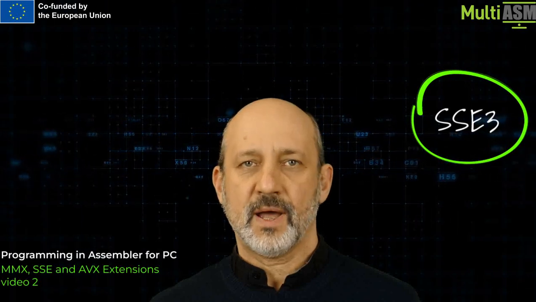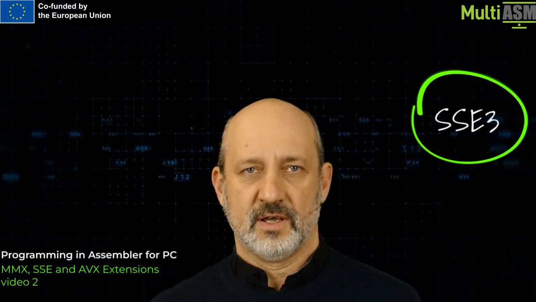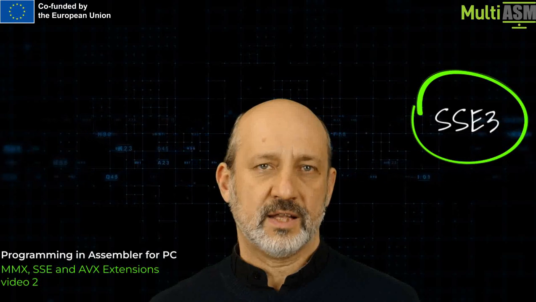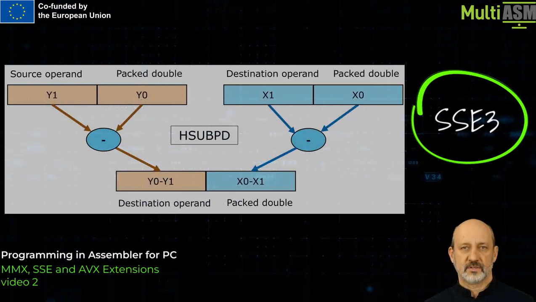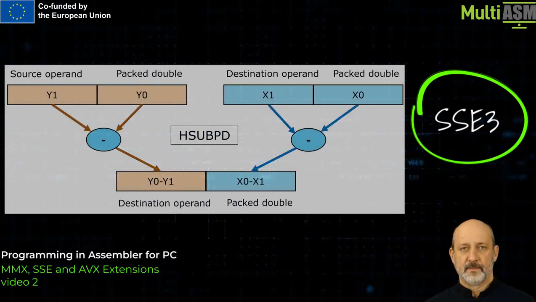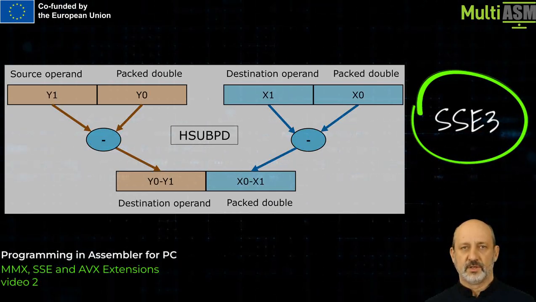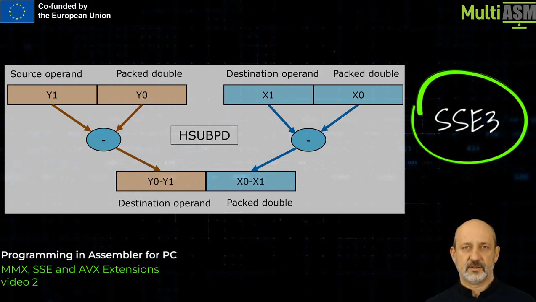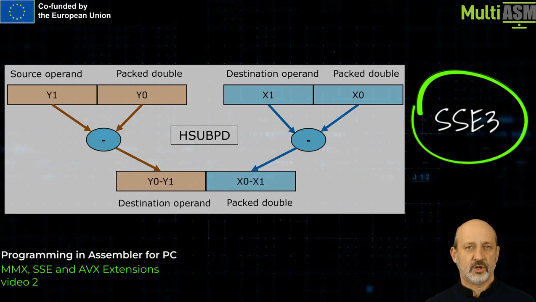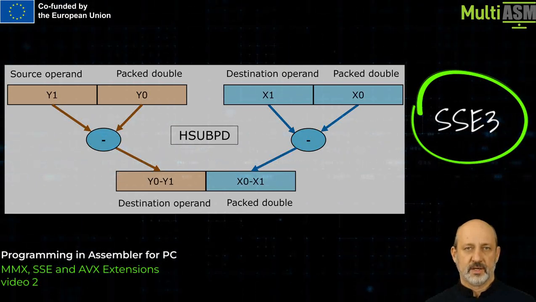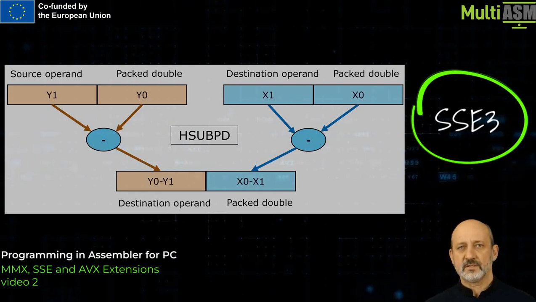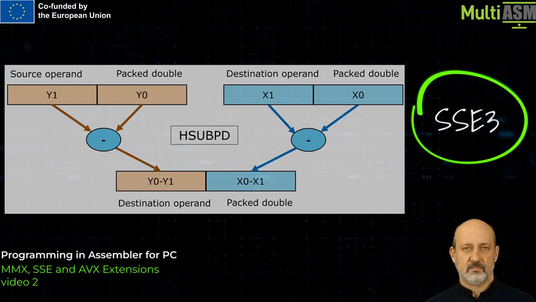SSE3 is a set of 13 instructions. The main innovation in SSE3 is the implementation of horizontal instructions. These instructions perform calculations on the elements of a vector within the same register. All horizontal instructions operate in a similar manner. The picture shows the horizontal subtraction of packed double precision values. The lower part of the resulting vector is the result of operation on the bottom and top elements of the first operand. The higher part of the resulting vector is the result of operation on the second operand, bottom and top.